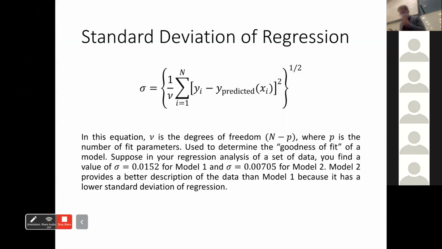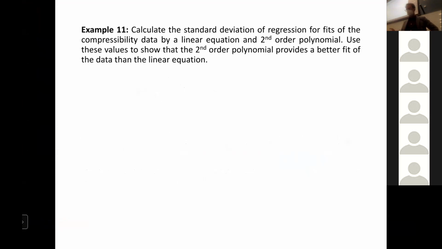Yeah. Okay, so first we're going to use this standard deviation of regression. And so in the next example, we're going to calculate the standard deviation of regression for fits of the compressibility data using a linear equation and a second order polynomial. Okay, and we'll go ahead and do the third order polynomial as well. Okay, and we're going to use these values to show that the second order polynomial provides a better fit to the data than the linear equation.